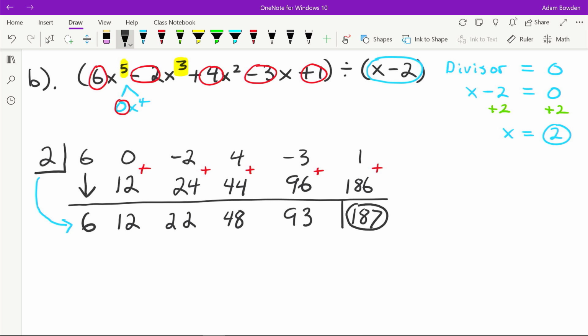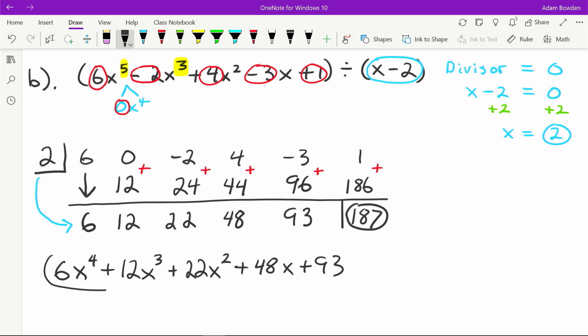That again is the remainder. The other numbers refer to the quotient. So if we write these numbers out with their terms that go with it, we started with x to the 5th in what we had to divide into. So in our quotient we'll drop down 1 power from x to the 5th to x to the 4th. So 6x to the 4th plus 12x cubed plus 22x squared plus 48x plus 93. That's our quotient.